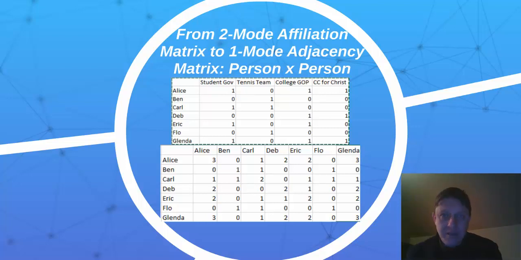None. That's because while Alice is a pretty big joiner, she's a member of the student government, the college GOP, and the campus Crusade for Christ, the one group she hasn't joined because she hates tennis is the tennis team. She's not on the tennis team. There's a 0 there for her. But that's the one group that Ben has joined. So there's a 0 there. And in the bottom matrix, right? Alice and Ben share no groups.